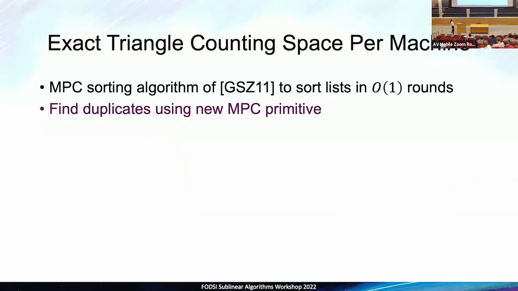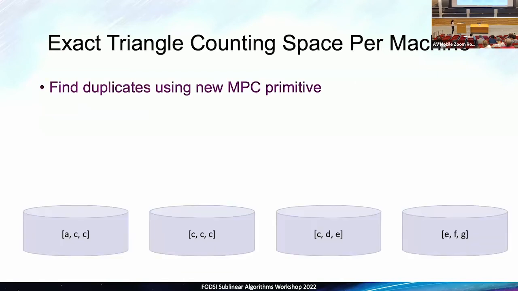And once you reduce the problem to the problem I just described, you can then use some pretty standard MPC primitives to do the sorting and the counting of duplicates. So for sorting, you just use the well-known primitive by Goodrich et al. And for finding duplicates, we have this new, very simple primitive that also just uses standard MPC procedures.